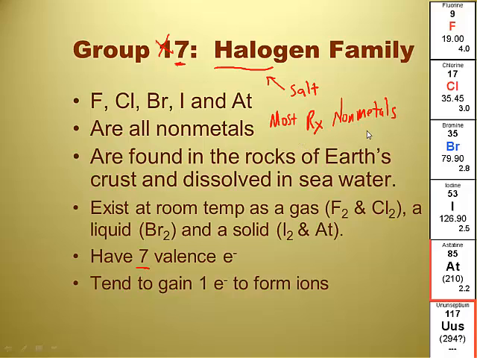non-metals. Remember, the most reactive metals were the alkali metals? These guys are on almost the complete other side of the periodic table. They're the 17th group rather than the 18th, but they're the most reactive non-metals we've got. They're found in rocks of the Earth's crust, and dissolved in seawater. They form salts, so the salts that make up seawater have these elements in them. They exist at room temperature in their elemental form as a gas, fluorine and chlorine both, as a liquid for bromine, and as a solid for iodine and astatine.